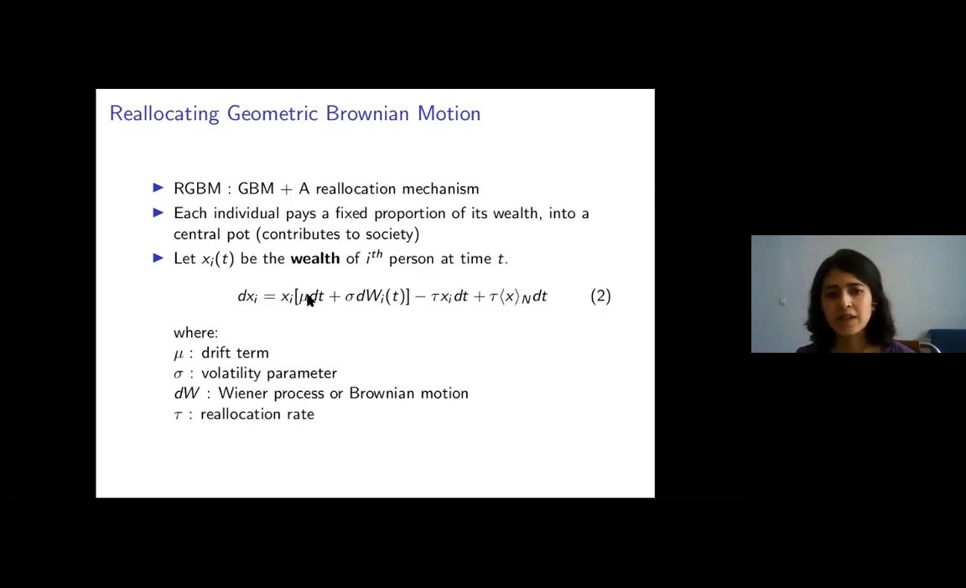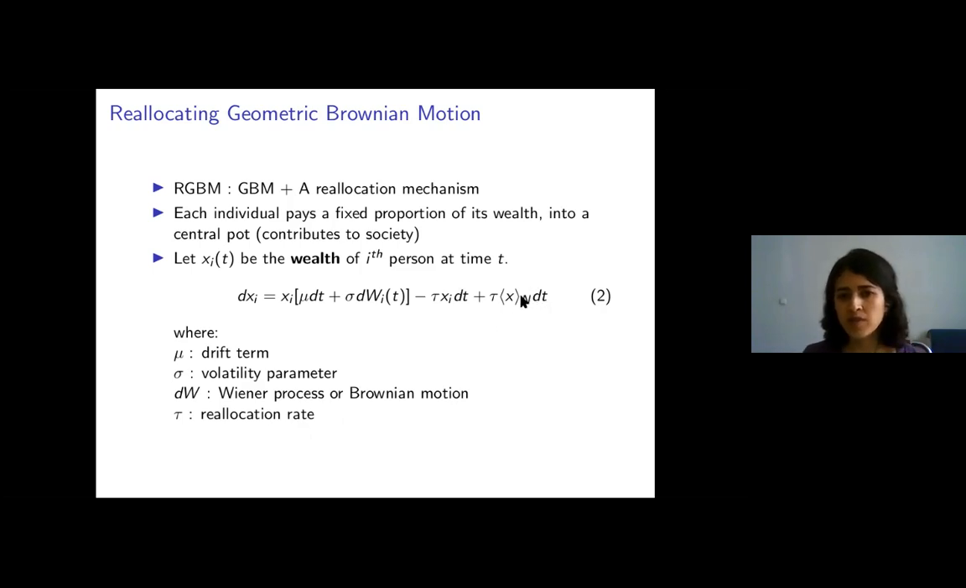So now let's look at it mathematically. We have the same equation that we had for geometric Brownian motion with the same drift term, sigma and Brownian motion terms, but we also have two new terms. The first term, minus tau x times dt, shows the contribution of each person, which is proportional to its wealth. Tau is the reallocation rate, which shows the magnitude of the reallocation mechanism. The second term is tau times the average of the population's wealth times dt, and this term shows how each individual takes an equal share of that central pot from the reallocation.